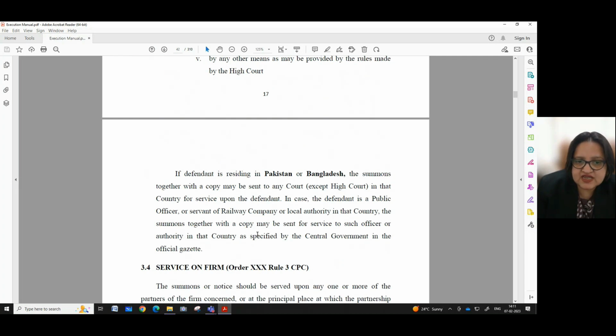If the defendant is residing in Pakistan or Bangladesh, the summons together with a copy may be sent to any court except the High Court in that country for service upon the defendant. In case the defendant is a public officer or servant of a railway company or local authority in that country, the summons together with a copy may be sent for service to such officer or authority in that country as specified by the central government in the official gazette.